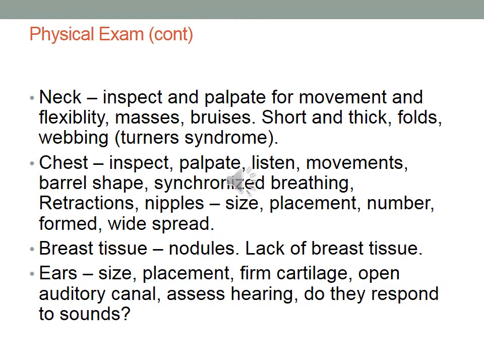Neck, we want to inspect and palpate for movement and flexibility, any masses or bruises, short and thick folds, webbing. This would indicate Turner syndrome. Chest, inspect, palpate, listen, movements, barrel shape, synchronized breathing, retractions, check the nipples for size, placement, number of nipples, are they formed or are they widespread. Breast tissue, any nodules, lack of breast tissue, ears, the size, placement.